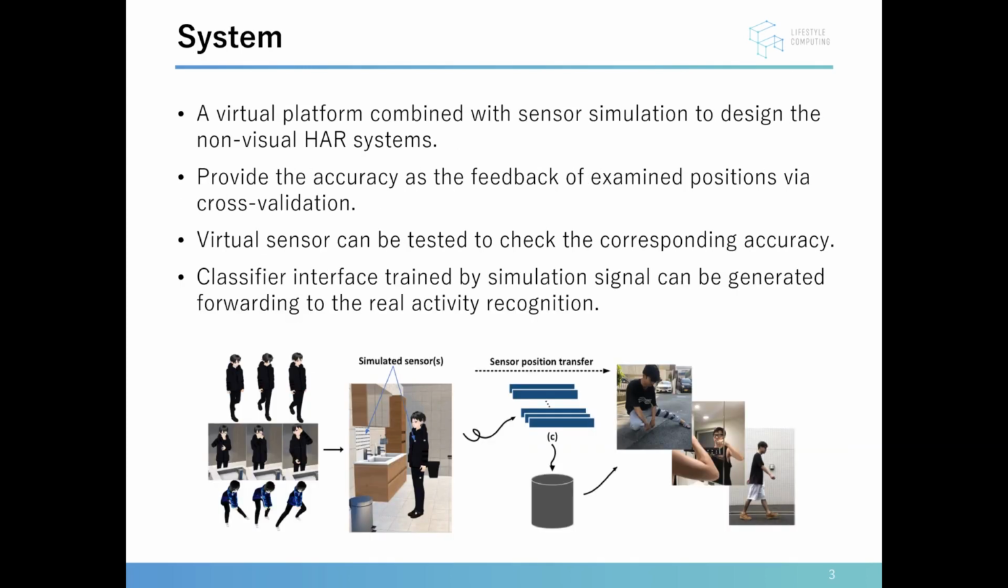Our system proposes a virtual platform combined with a sensor simulation to design a non-vision HAR system. It provides the accuracy as feedback of the examined position via cross-validation, and the virtual sensor can be tested to check the corresponding accuracy. The user can determine whether to use these sensor positions or not. The classifier interface trained by the simulation signal can also be generated for forwarding to the real activity recognition.